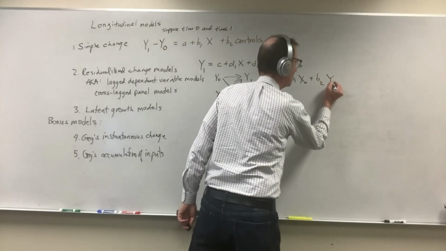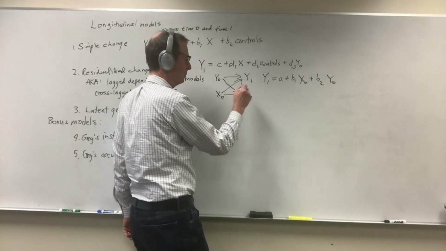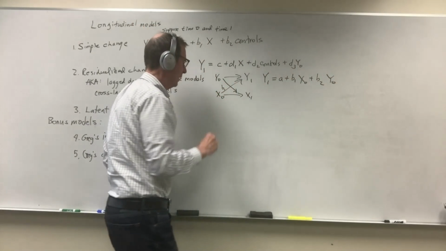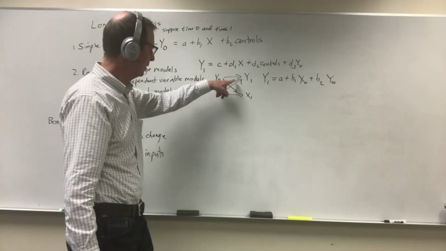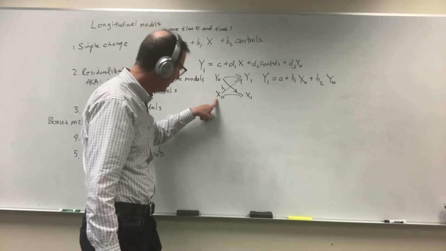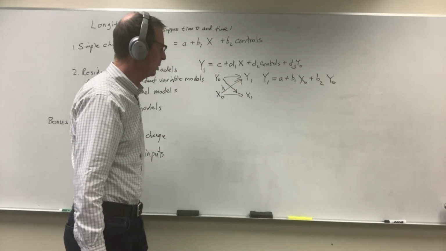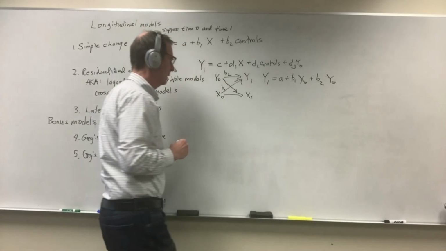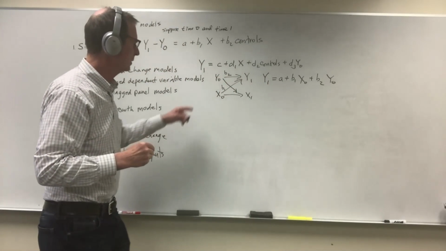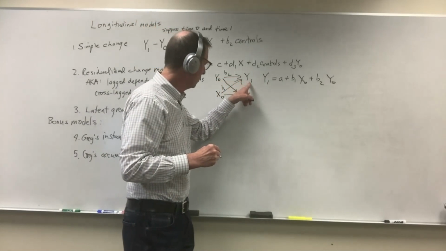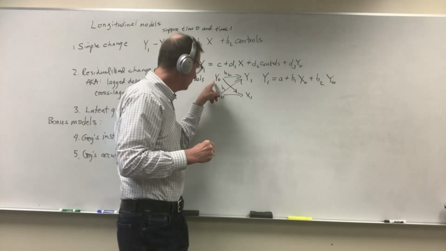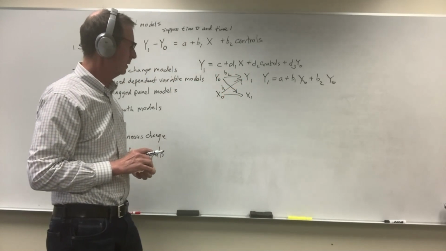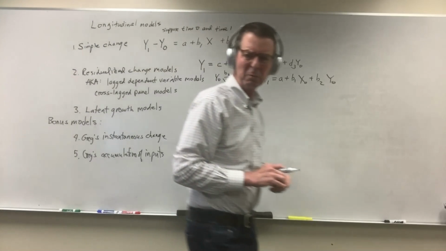And then these paths represent the coefficients on these arrows. So b1 is the coefficient on x0 predicting y1, controlling for y0, and then b2 is the coefficient on y0 as a predictor of y1 controlling for x0. All right, everybody with me so far?